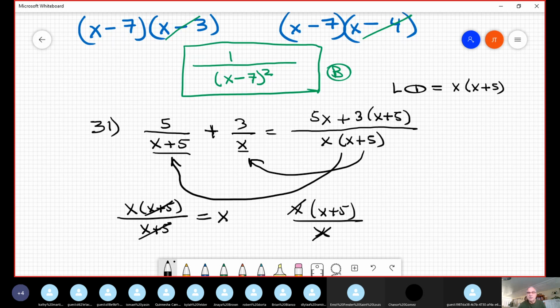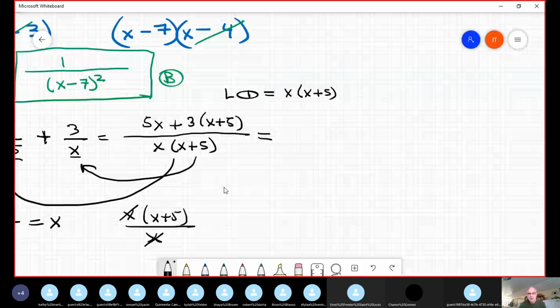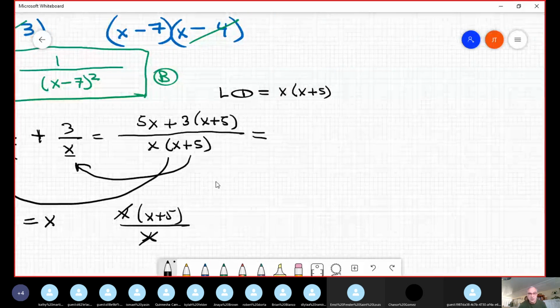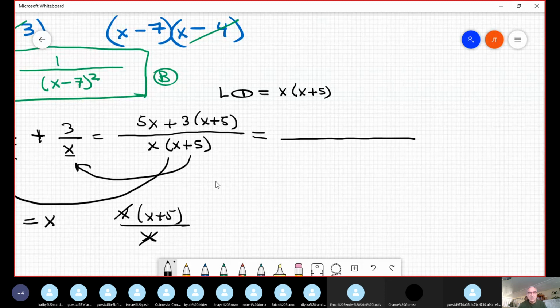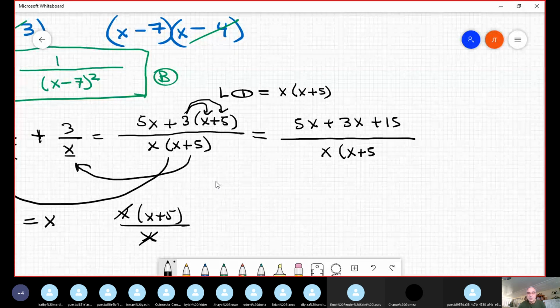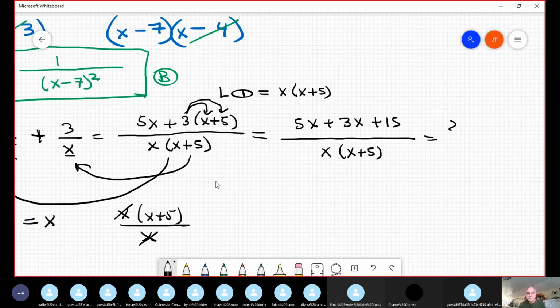Everyone follow me so far? You remember very well? And leave it like that? No, I need to do something more. I need to apply the distributive property here and combine like terms: 5x plus 3x plus 15 on top, and x times x plus 5 on the bottom. We combine 5 plus 3, 8: 8x plus 15 over x times x plus 5. I suppose we cannot do anything more. Leave it like that.